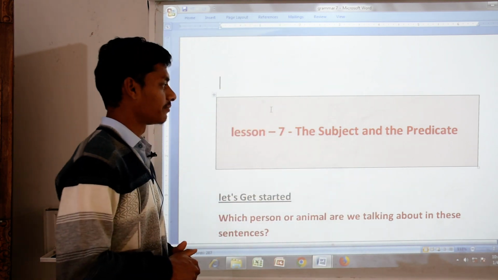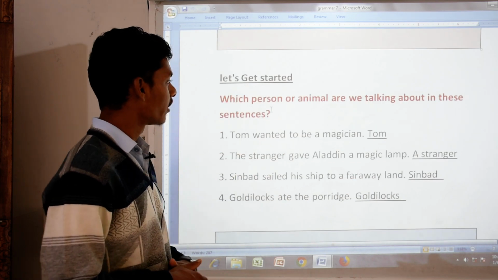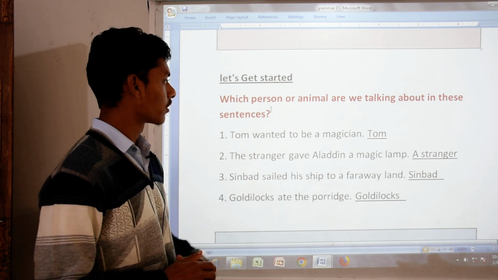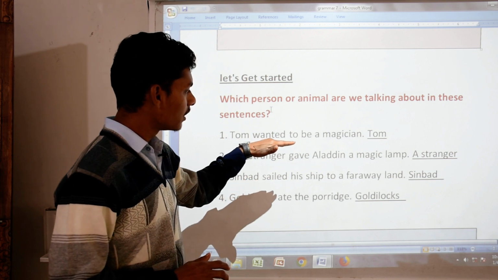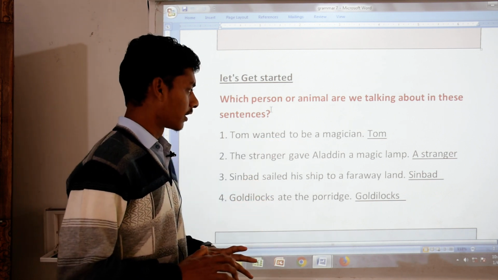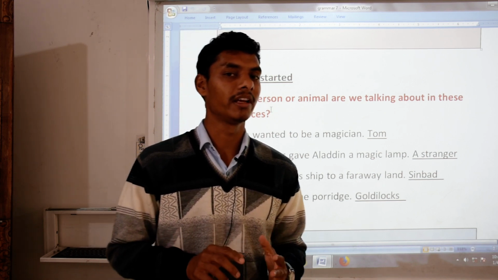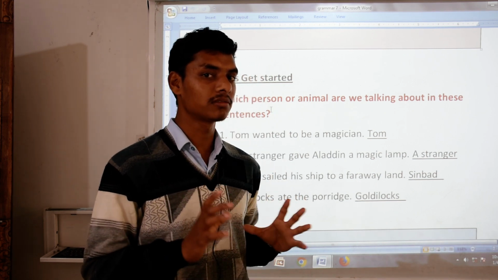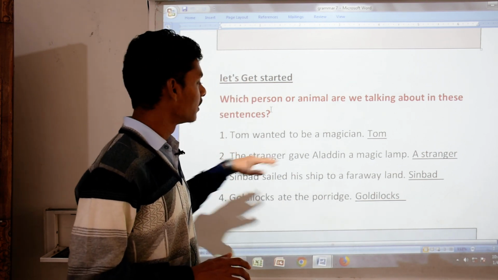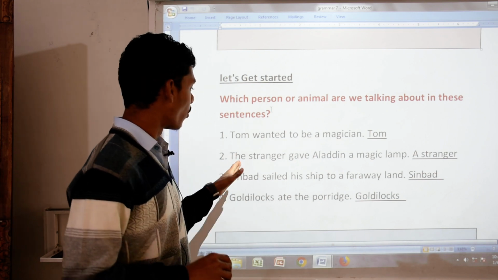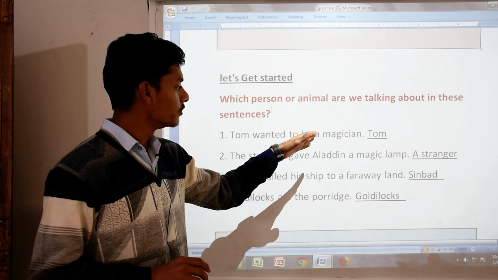Lesson 7, the subject and the predicate. Let's get started. Which person or animals are we talking about in the sentence? Let's see. Tom wanted to be a magician. So what is the subject here? Just the name of a person, animal or anything is called the subject. You can also say the noun. So what is the subject or noun? It is Tom. And after that comes the rest: Tom wanted to be a magician.